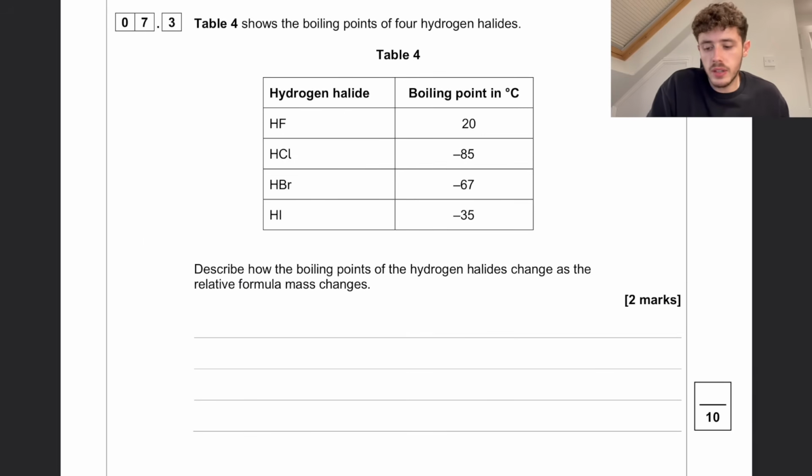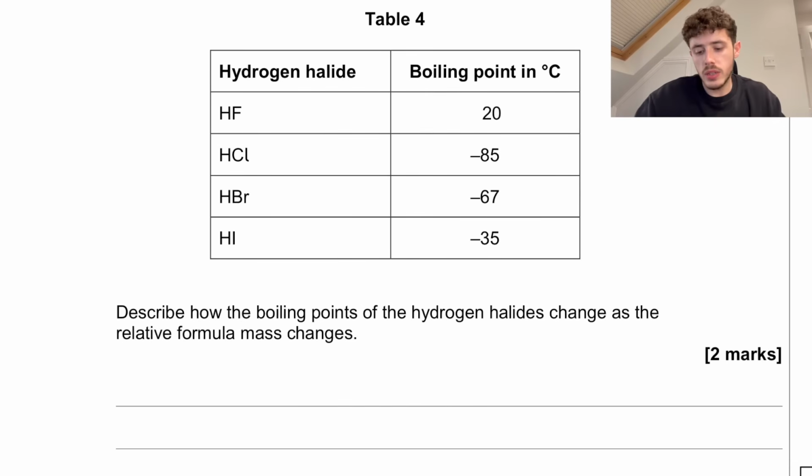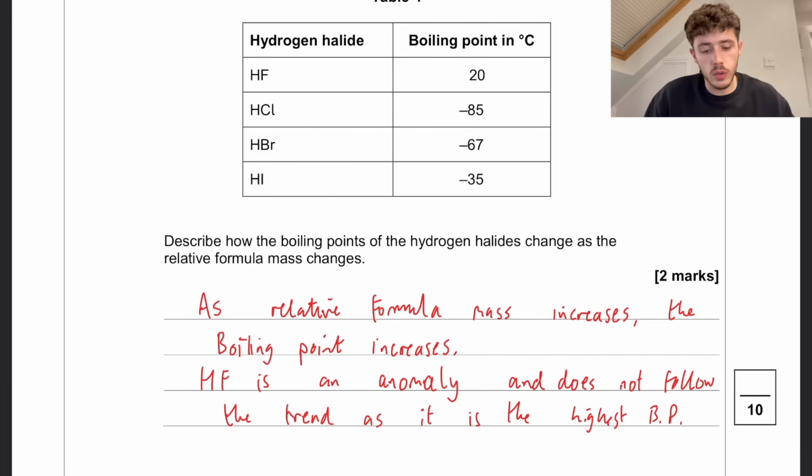On to 7.3. Table 4 shows the boiling points of 4 hydrogen halides. Describe how the boiling points of the hydrogen halides change as the relative formula mass changes. So looking at this, generally, as the relative formula mass increases, the boiling point also increases. And you can work out the relative formula masses by comparing these to the periodic table and working them out that way. However, you'll notice that the HF, the hydrogen fluoride, is much higher, and we would just describe this as an anomaly, really. And there's not really any other way to put it. The rest of them all follow that trend. And that would be the final answer. All you need to get 2 marks.